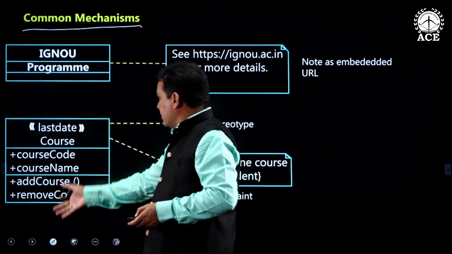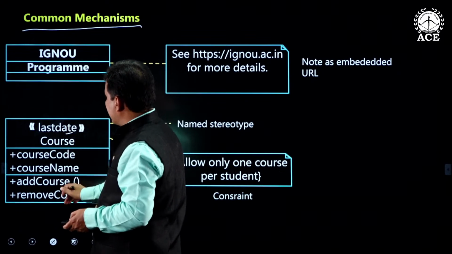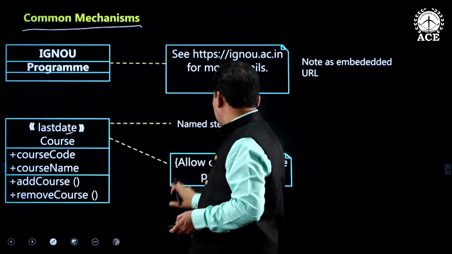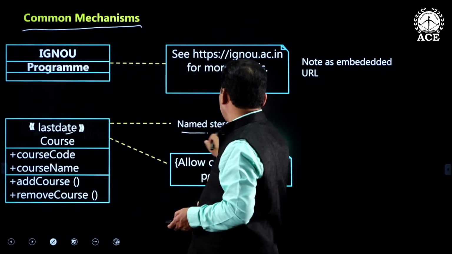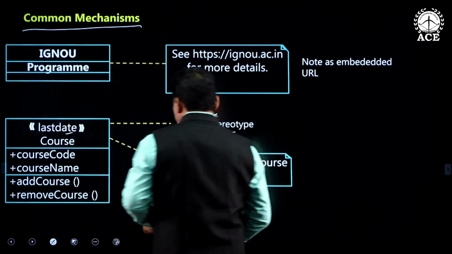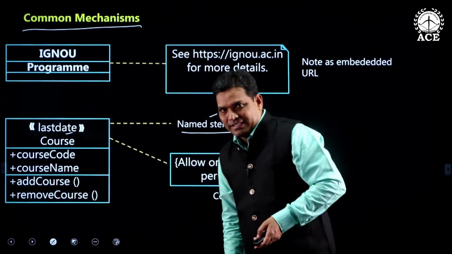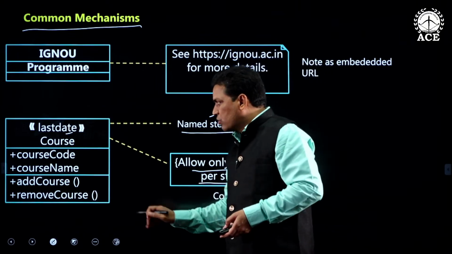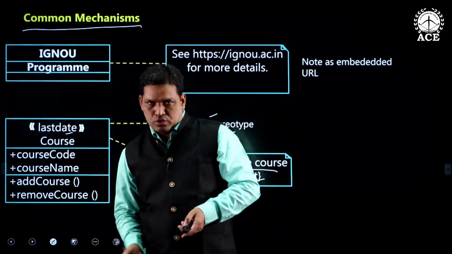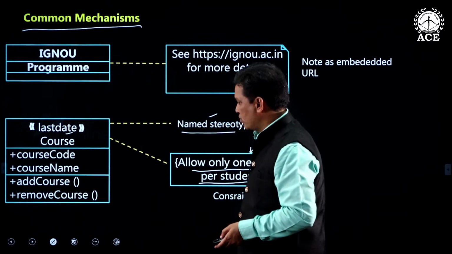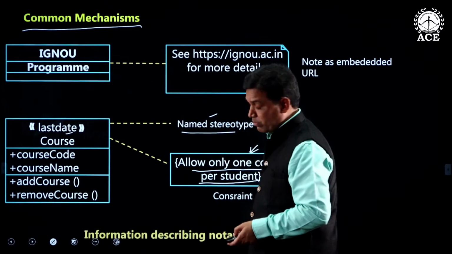And here also, course is a class, with attributes course code and course name, and operations add course and remove course. This is a named stereotype. And this is the constraint. What is the constraint to model such classes? Allow only one course for a student. One student should take only one course. Based on this condition only, this particular software system, the course registration system, is supposed to be modeled.